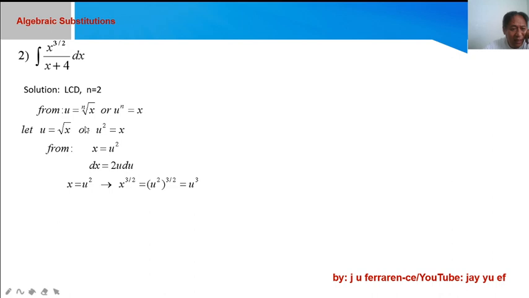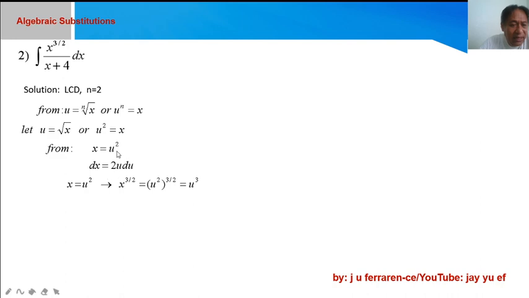So, our u squared, if you take the square of both sides, that's equal to x, correct? Now, dx is the differential of this one. x is equal to u squared, correct? So, the differential of that is also equal to 2u du, correct?